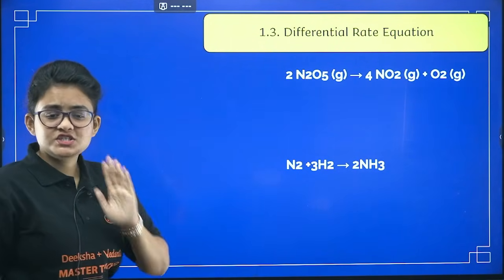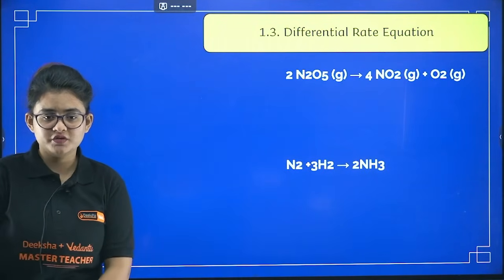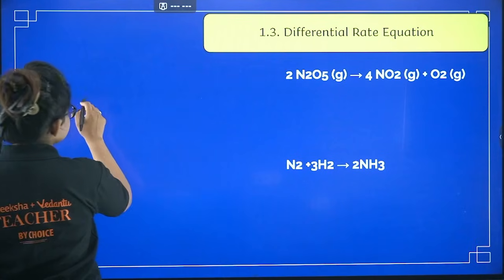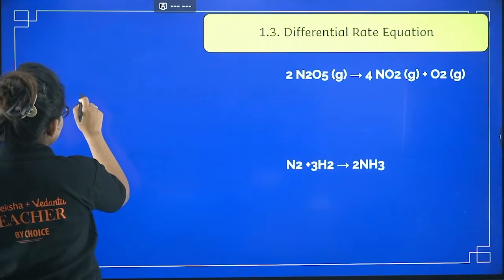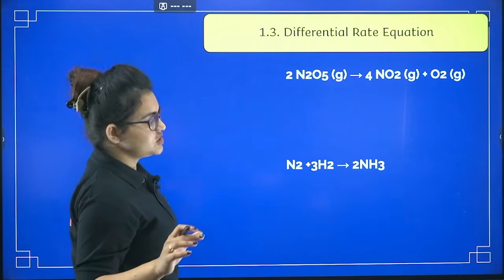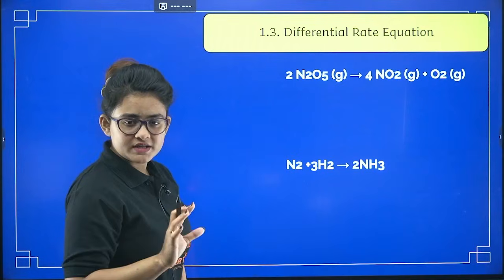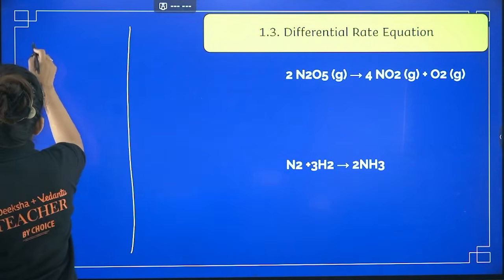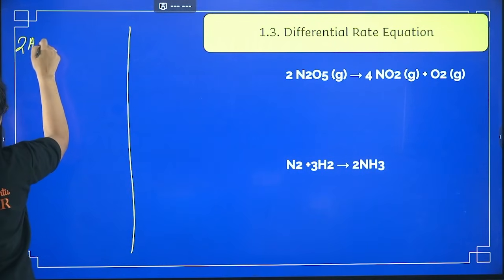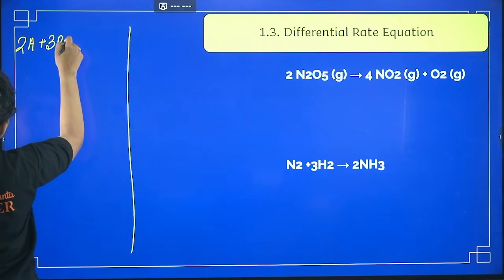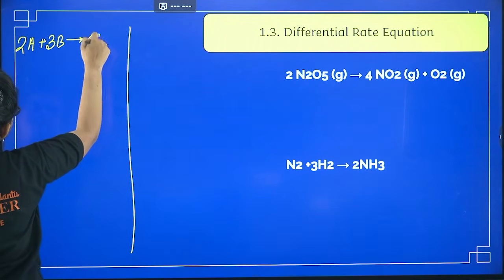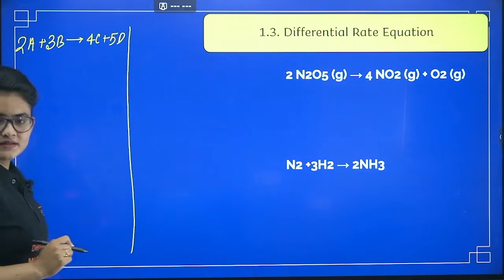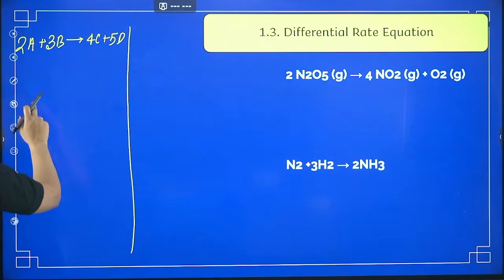Now the differential rate equation, how you should actually write it. Let me just show you. If you want to write the normal average rate equation, let it be 2A plus 3B gives 4C plus 5D. This is your equation. How should you represent this?